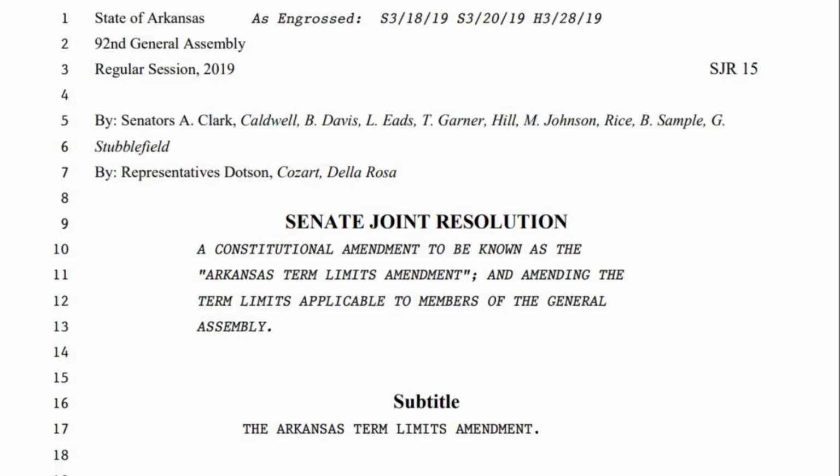And today, we're going to talk about what's on your 2020 ballot, specifically Ballot Issue 2, titled A Constitutional Amendment to be known as the Arkansas Term Limits Amendment and amending the term limits applicable to members of the General Assembly. But what does Issue 2 actually do?